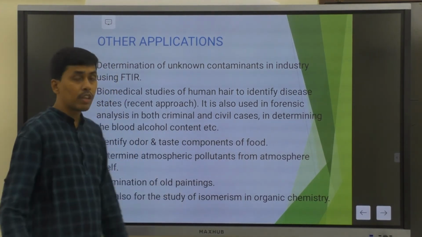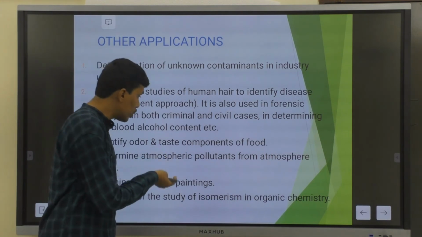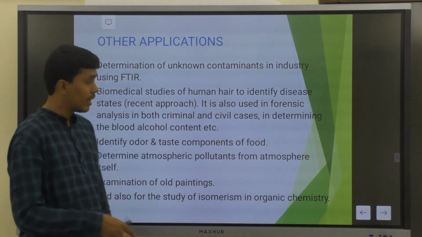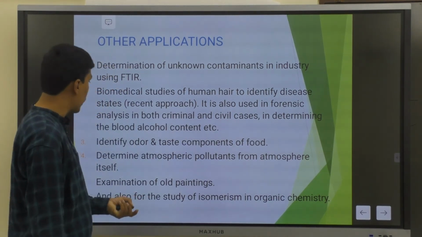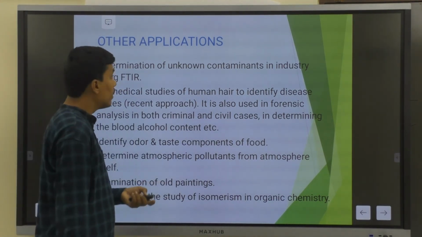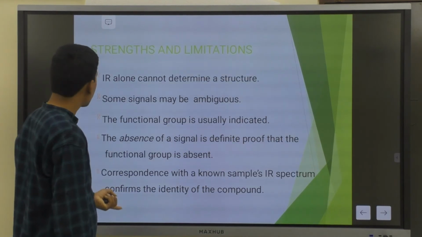Which types of isomerism? Keto-enol tautomerism, geometrical isomerism, conformational analysis, all this we can study by IR spectroscopy. These are the different types of application.